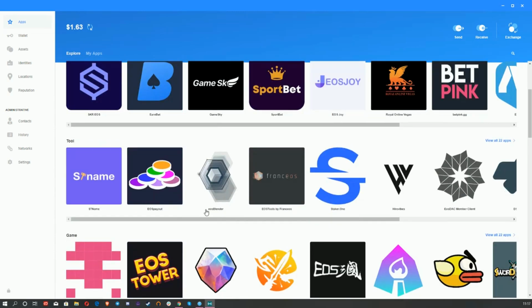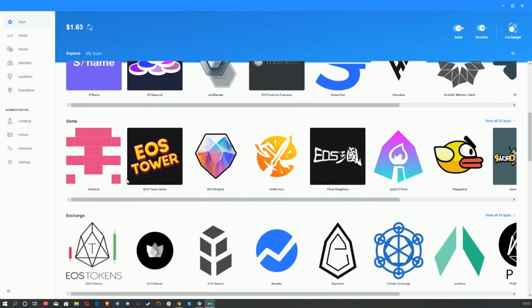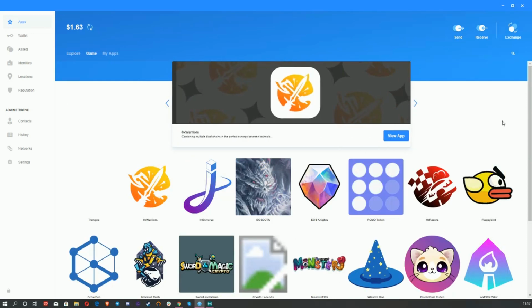The tools one, I don't know enough about tools, but these seem pretty boring and dull to me. I care about games, so let's have a look at games. And we see here there are 22 dapps, I suppose. We can click on this and look at all of them.